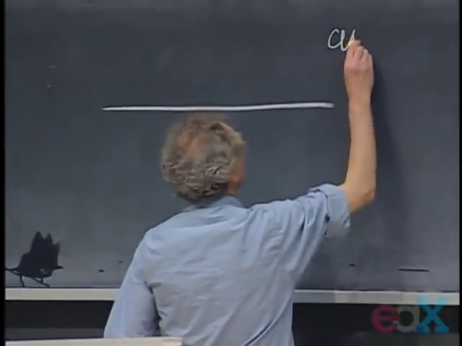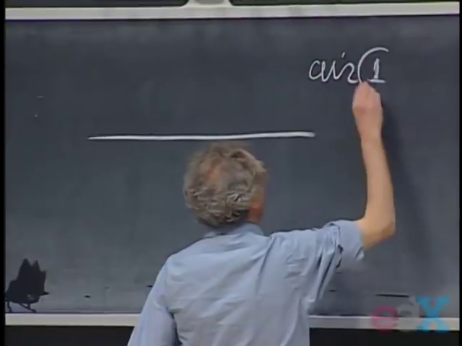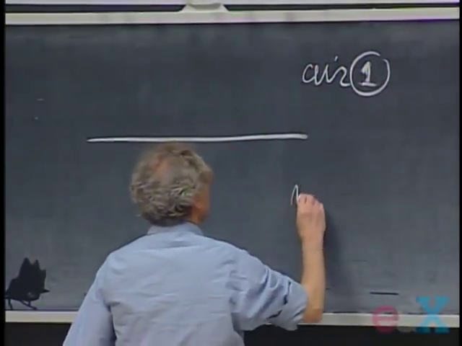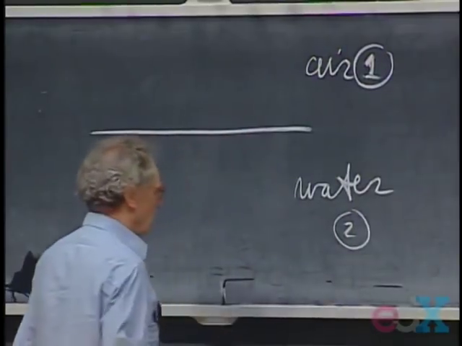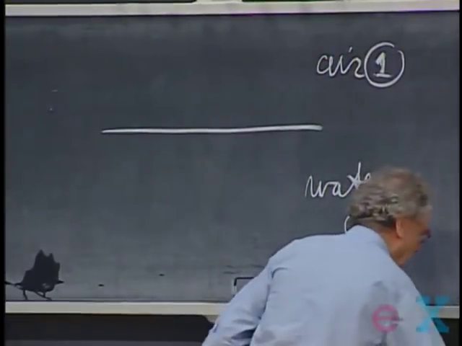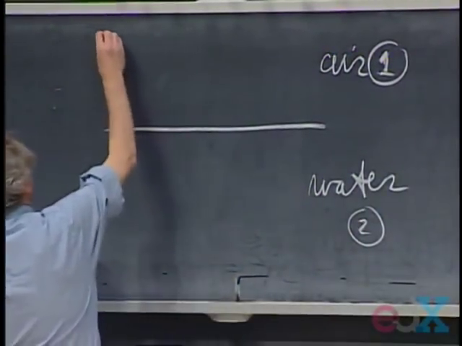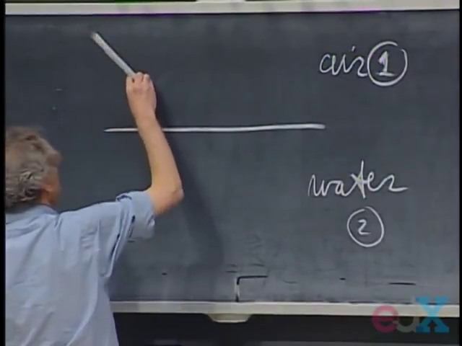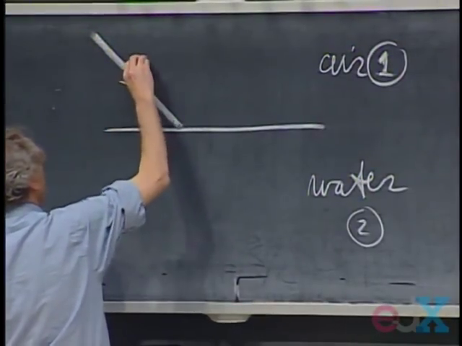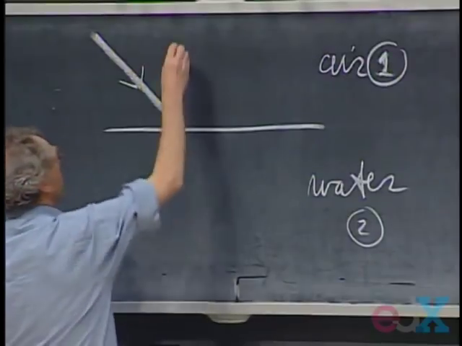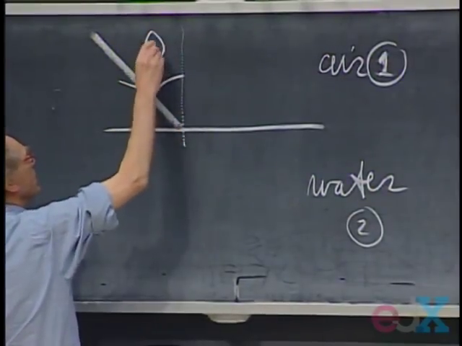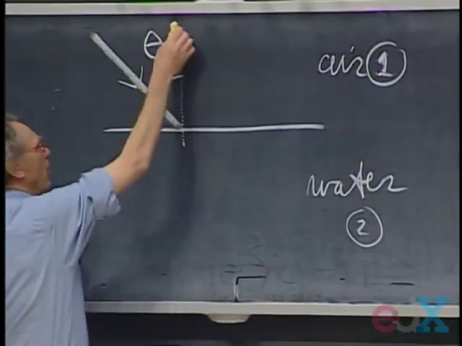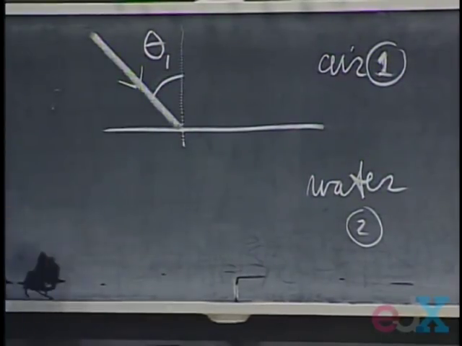Say this is air. I call that medium one. And this is water. Call that medium two. And I have a light beam that strikes this surface. Light comes in like so. And I define this angle as the angle of incidence, and I call that theta one. This is the normal to the surface.